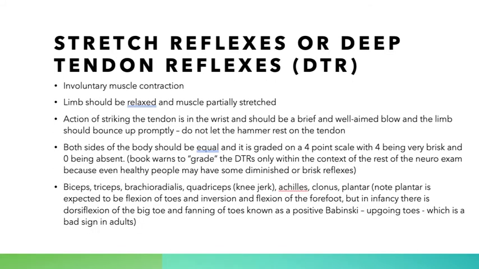The last part of our thorough neuroassessment is to look at the stretch reflex or the deep tendon reflexes. Now, a reflex is an involuntary muscle contraction, and in order for the provider to test this, the limb should be relaxed and the muscle partially stretched, and then the provider will strike the tendon by use of their wrist, and it should be a brief and well-aimed blow, and the limb should bounce up promptly. Do not let the reflex hammer rest upon the tendon.